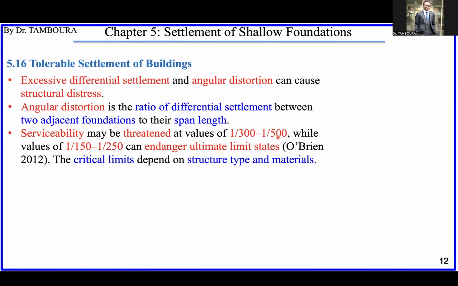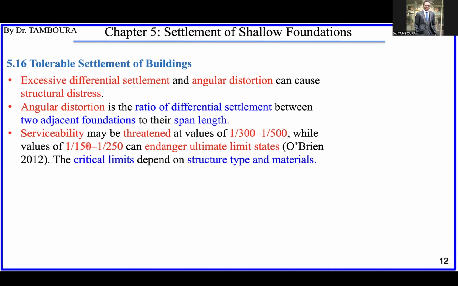So that is the meaning. The differential settlement, the difference between the settlement of the two adjacent footings divided by the distance between these two. Okay, so this ratio, this interval is accepted for serviceability limit state, and for ultimate limit state, this interval is accepted. Okay, so each critical limit depends actually on the type of material and the type of building, type of structure.